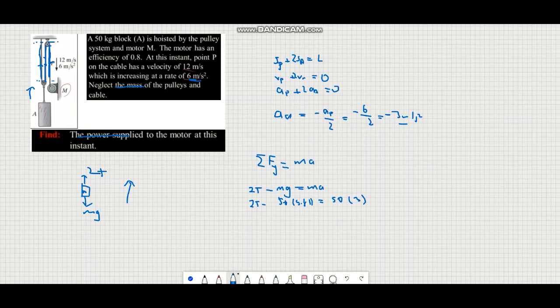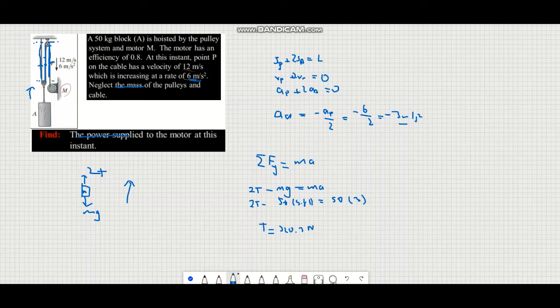Then why are we not putting minus? Because we take the upward direction as positive, that's why we take 2T as positive. If we take negative here, we need to say mg minus 2T. Alright, from here we are going to find T as 320.3 Newton.